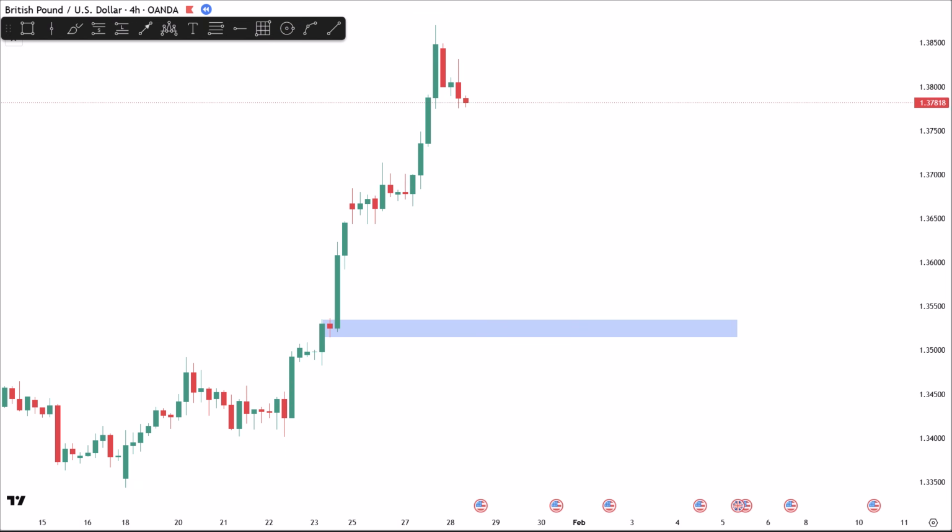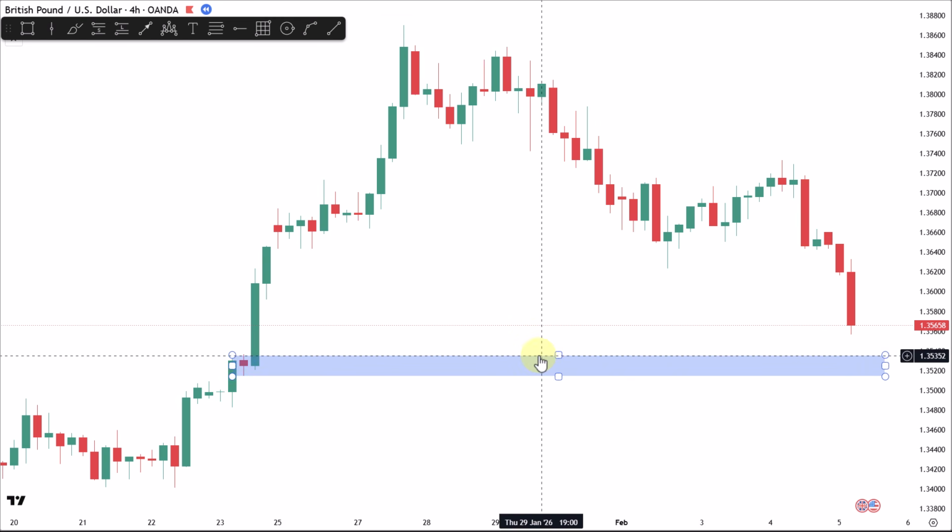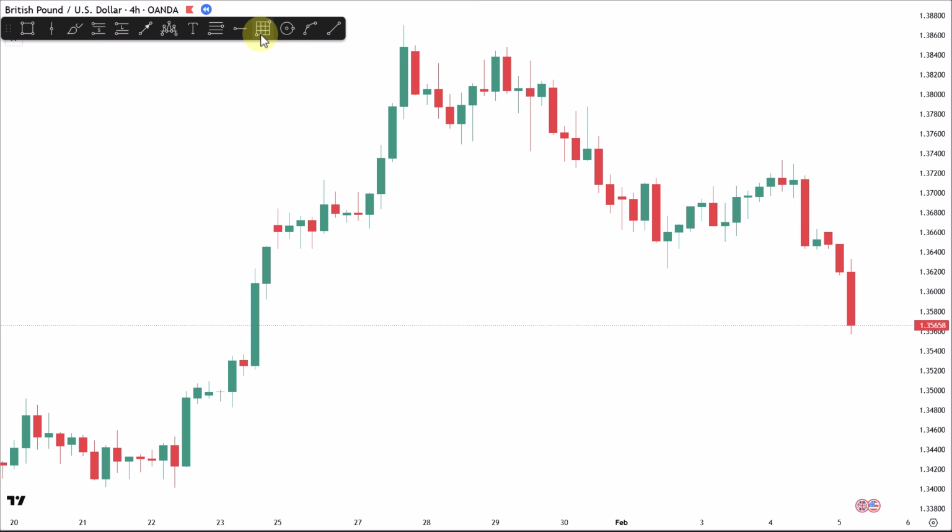So we're waiting for the market to come back to this zone. So the market is now coming very close to the zone. How do we structure a trade? It's actually quite simple. And in TradingView, I use this box. It's called a GAN box. And let me just draw it on the chart.